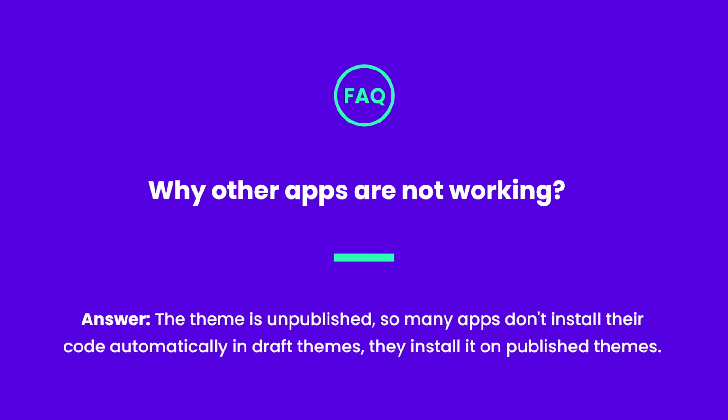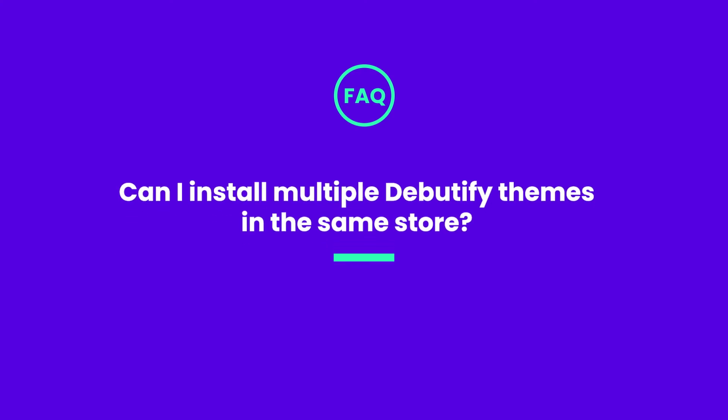Why are other apps not working? The theme is unpublished, so many apps don't install their code automatically in draft themes. They install it on published themes. Most likely when you publish it, the third-party code will install automatically. This is especially true for review apps. Some apps have the option to install their code in draft themes, but you have to check that option in the respective app.